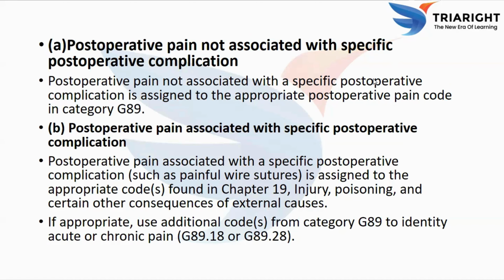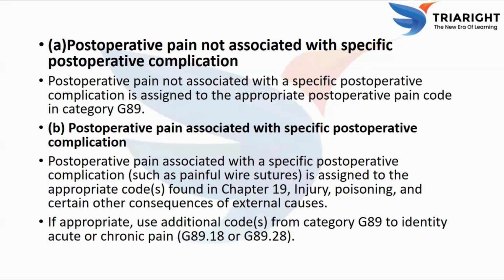So what do you have to do? You have to code the post-operative pain, right? For example, the usual post-operative pain that is more severe than expected. So pain after surgery, but no documented cause like infection, bleeding, or dehiscence. You have to code G89, the post-procedural pain codes, like G89.18 for other acute post-procedural pain and G89.28 for other chronic post-procedural pain. You have to use acute or chronic depending upon the doctor's documentation.